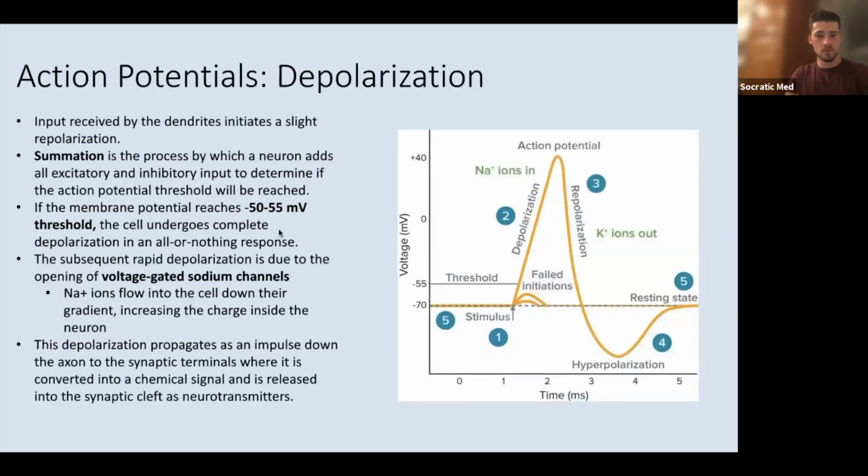Okay. So now we can get to the depolarization. I put another graph of the action potential right there. At this point, I'm sure we've all seen this graph a lot. Input received by the dendrites initiates a slight depolarization.